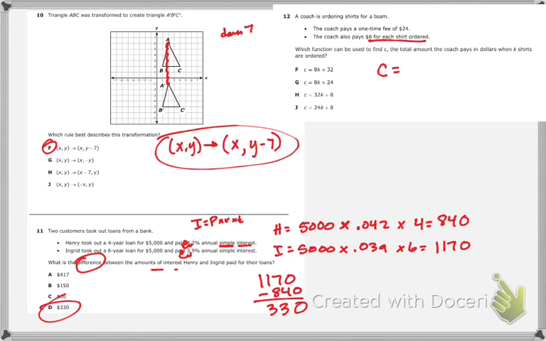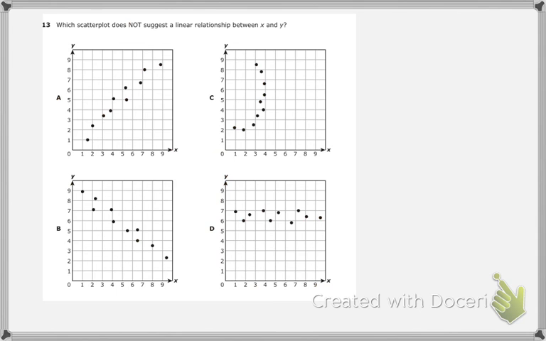for each shirt, that's going to be our slope or our M. And then the one-time fee is where we start, which is our B. Right, so we have Y equals MX plus B. We have Y, which is C, equals our M is $8, so 8X plus 24, or in this case, not X. Let's do our K, sorry. So we got 8K plus 24, which is that one right there. G.